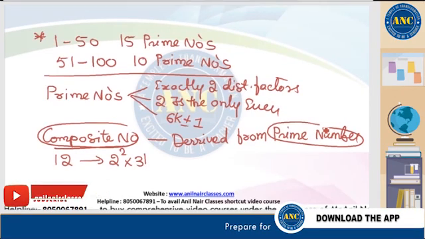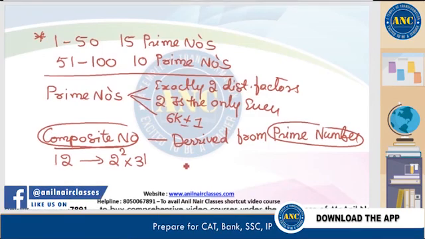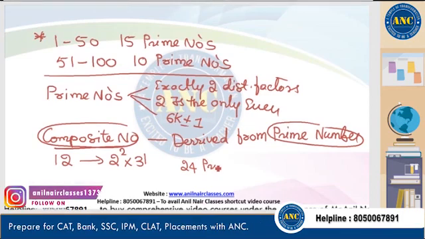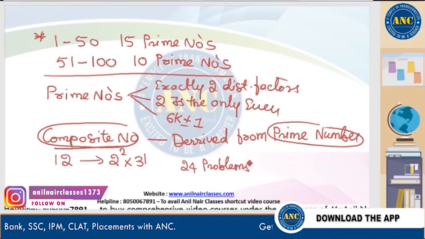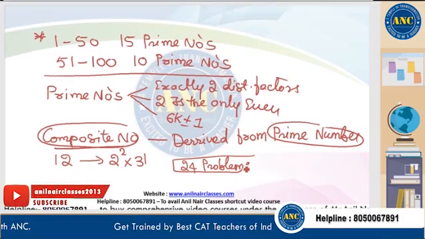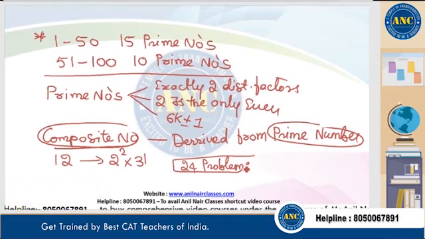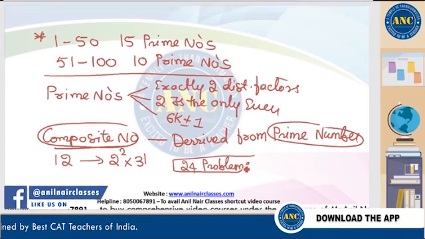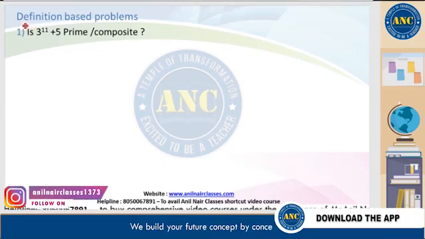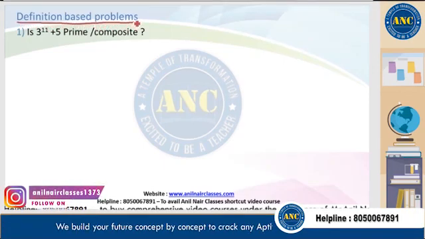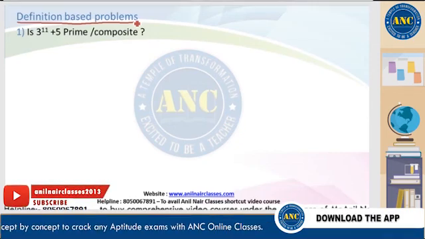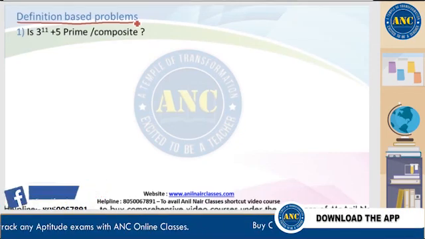With this understanding, one by one, we will try to solve. We will try to cover close to 24 problems today, covering all the basic varieties from prime numbers. I hope the basic definition of prime numbers is clear. Now see the first question. All the problems are definition based problems. Write down in the same order so that it will be crystal clear to you.